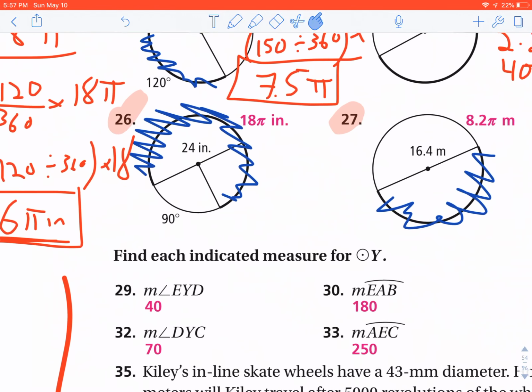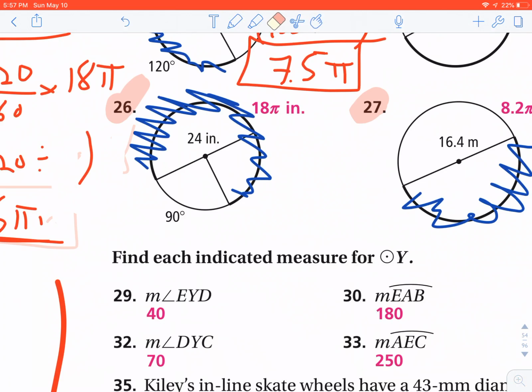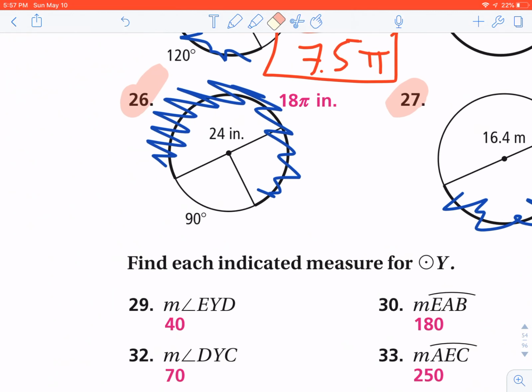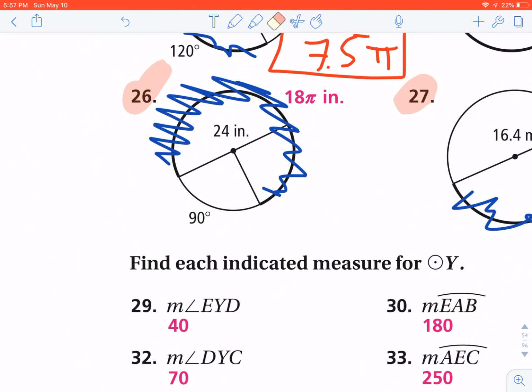Number 26, very similar to the one we just did, just simply different numbers here. So let's calculate the circumference of the circle first. Now it's important to know here that they've given you the diameter is 24. So your circumference is simply 24 pi. You don't want the circumference, you want only the blue shaded part, which is from here to here. That's the arc length that they're asking for.